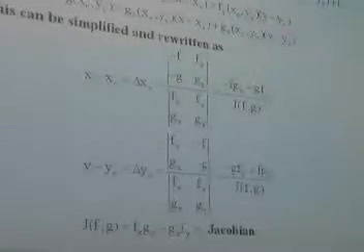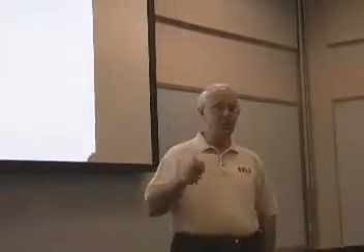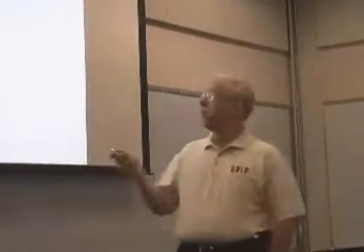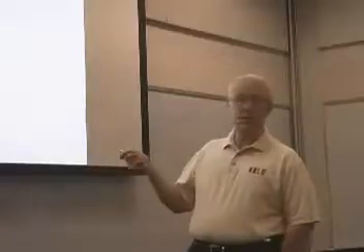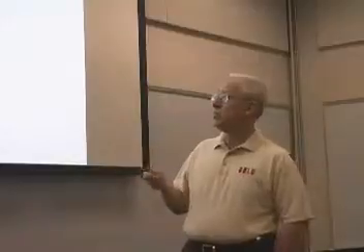J-A-C-O-B-I-A-N, the Jacobian. Now you might want to remember that, circle that, because that Jacobian is constantly going to come up in a lot of engineering disciplines. And it's going to say, referring to the Jacobian or whatever. What it means is that you're solving that 2 by 2 matrix right there. All right, and these are derivatives with respect to x and y.